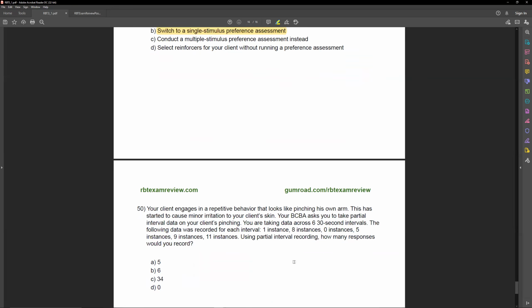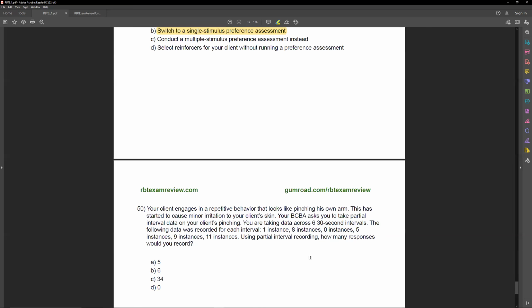And then finally, 50, your client engages in a repetitive behavior that looks like pinching his own arm. This has started to cause minor irritation to your client's skin. Your BCBA asks you to take partial interval data on your client's pinching. You're taking data across 6 30-second intervals. The following data was recorded for each interval: 1 instance, 8 instances, 0 instances, 5 instances, 9 instances, and 11 instances. Using partial interval recording, how many responses would you record?